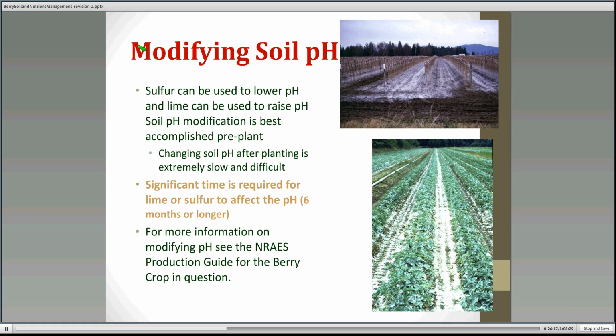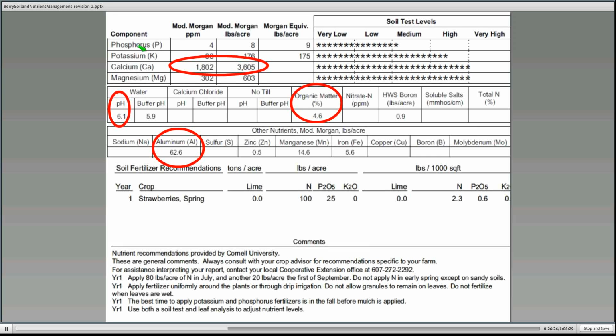And if you want more information on this, you can go to the production guide for berry crops put out by NRAES. And this is what you might expect. This is what you would get from Dairy One as far as a results form.